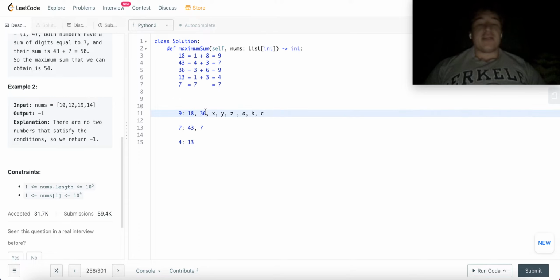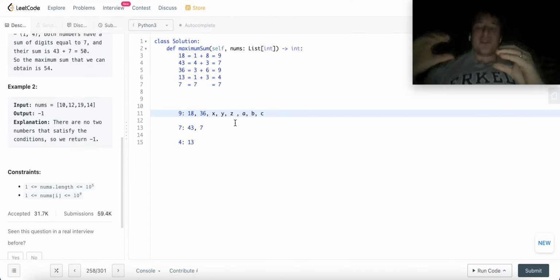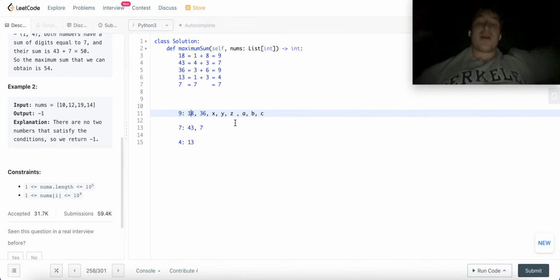You'd have to compare 18 to 36, then 18 to X, and 18 to Y, and 18 to Z, and 36 to X, and 36 to Y, and 36 to Z, right? So now you're having n squared pairs there. So if all the numbers were in the same pair, you'd still have to do all n squared pairs to find the max, right? If you were just looking at them arbitrarily.